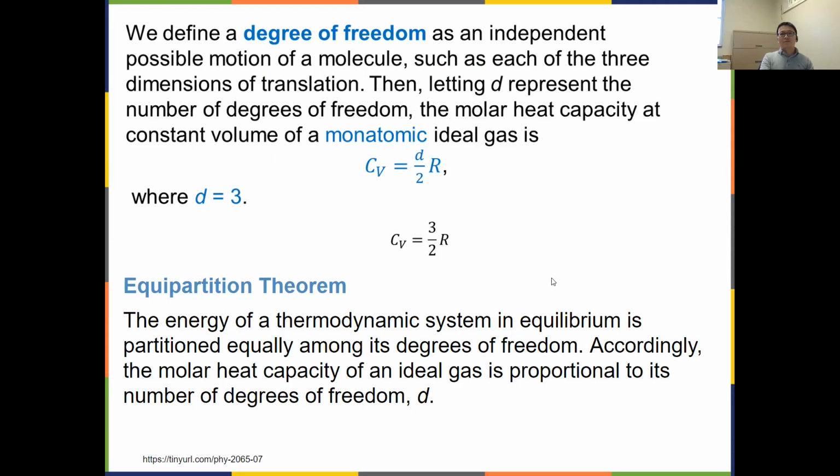So we define degree of freedom depending on the possible motions a molecule can have in particular dimensions. If we just consider the kinetic energy as the translational kinetic energy, then you have 3 degrees of freedom, D equal to 3. This method is called the equipartition theorem, where, depending on how many degrees of freedom, each degree of freedom will contribute 1/2 k_B T of energy to each molecule. Okay.